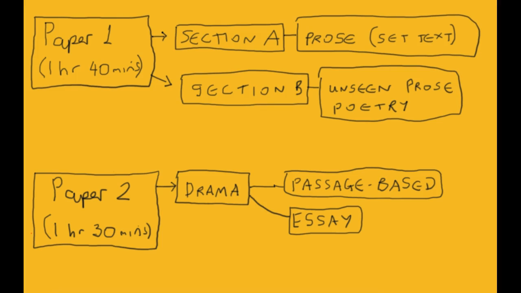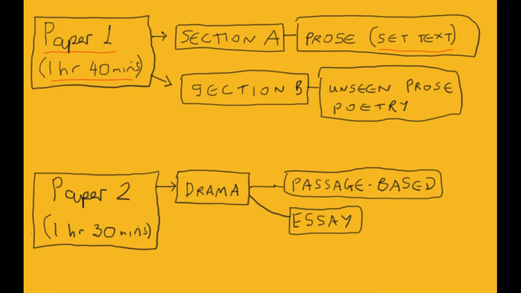Now, what we have in the exam are two papers. The first paper is about 1 hour 40 minutes in length, and it will comprise of two sections, Section A and Section B. Section A, you're going to be looking at doing a prose, and that's the set text. So your school will have given you the text that you are going to study, and you will have a question based on that set text.